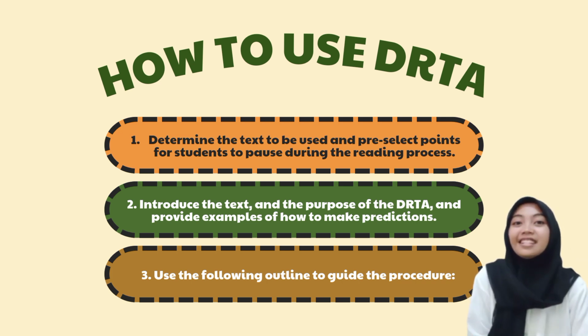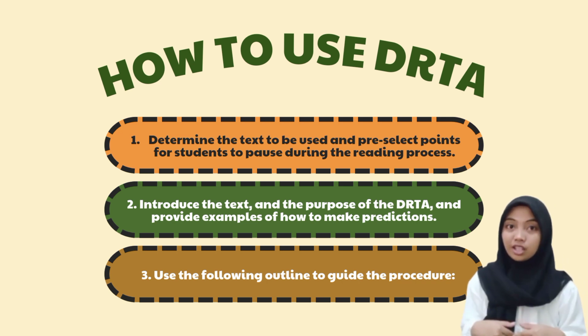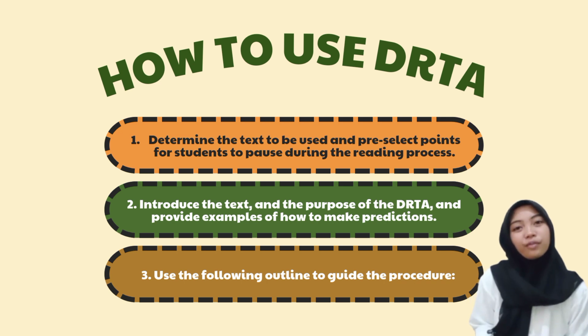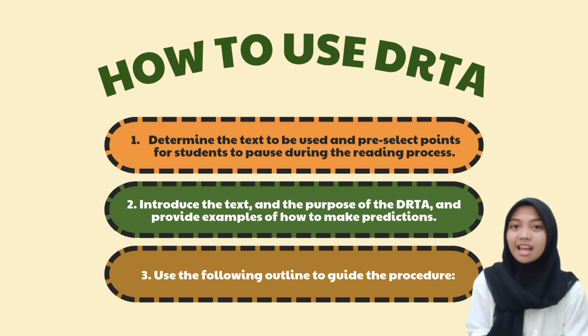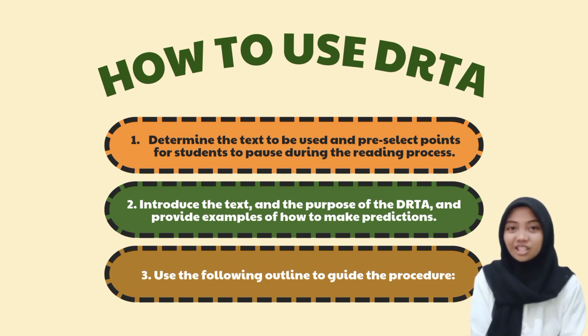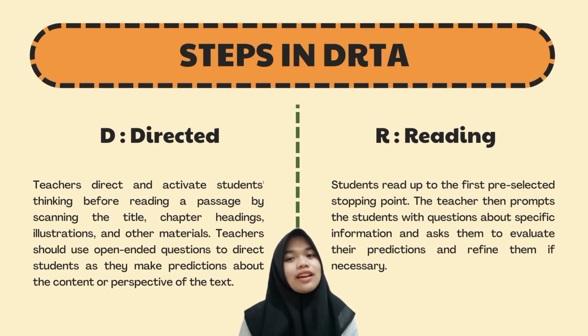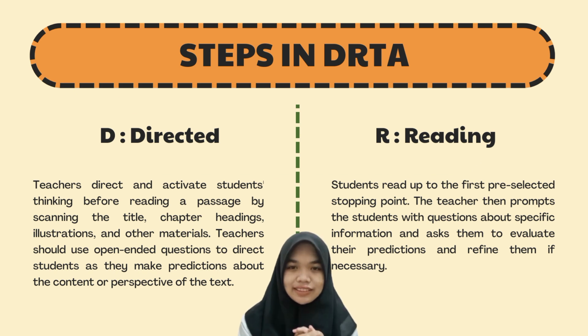The second, the teacher then introduces the text they will read, explains the DRTA goals, and gives an example of how to make predictions. However, the teacher should be aware of each student's reading proficiency and be ready to offer the proper questions, prompts, and support as necessary. And the last is the teacher uses the following DRTA outline as a more thorough resource that will be explained in the next point.